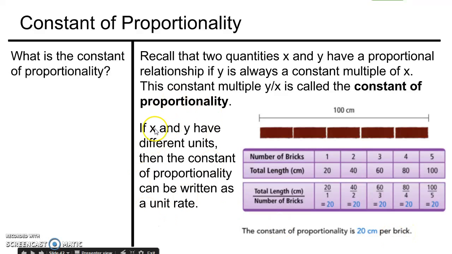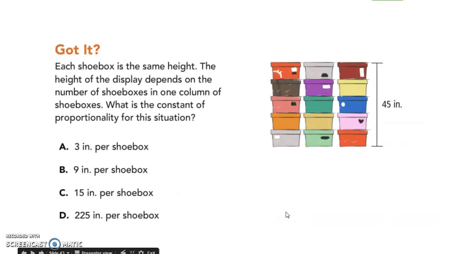And again, just a reminder, if x and y have different units, the constant of proportionality can be written as a unit rate. It's okay if they represent different things on the top and the bottom. All right, hit pause and find the constant of proportionality here.